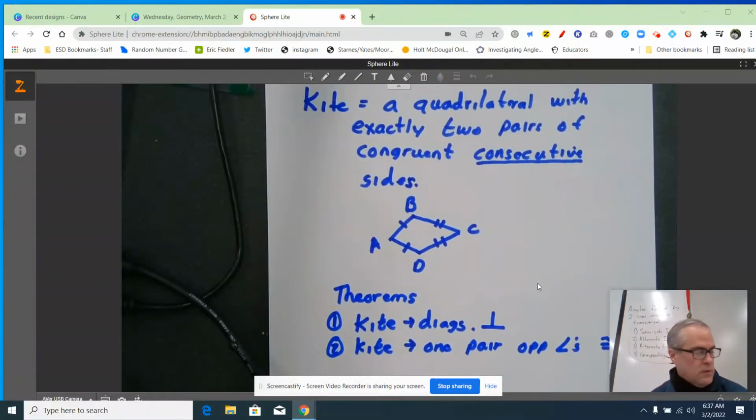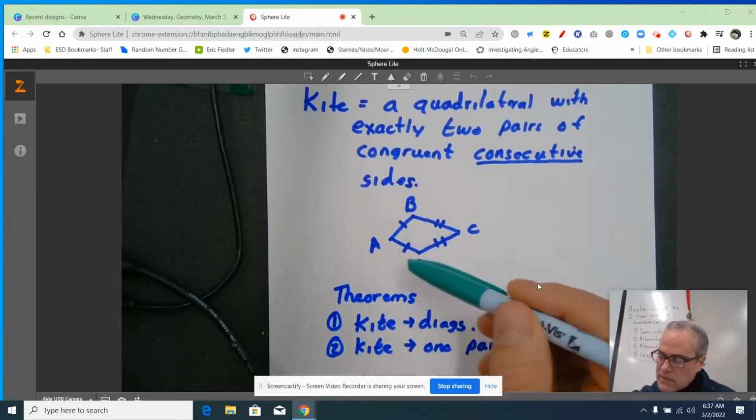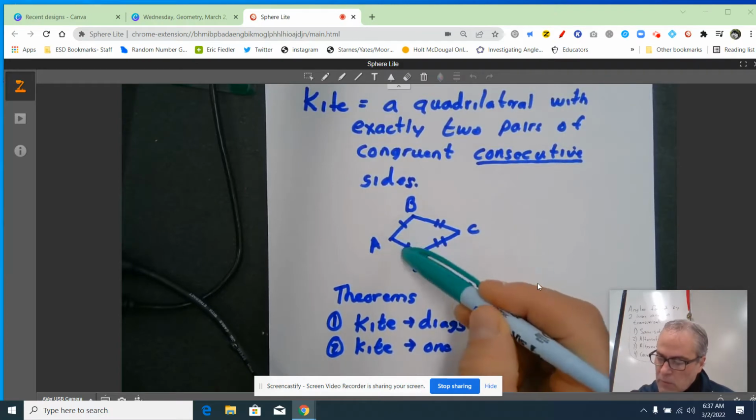Next quadrilateral that we're talking about is a kite. A kite is a quadrilateral with exactly two pairs of consecutive congruent sides. And so here's what we mean by consecutive: one right after the other.